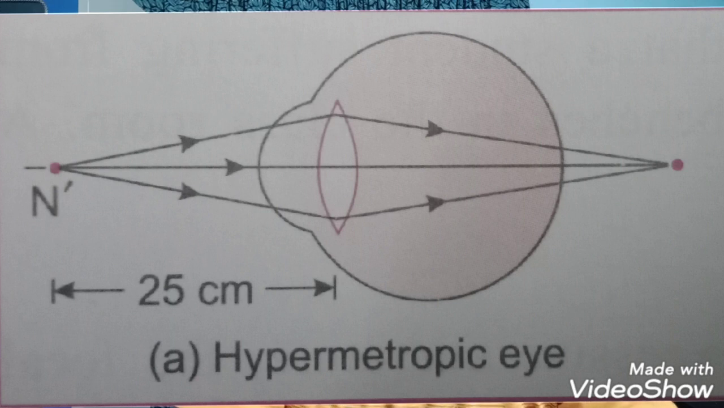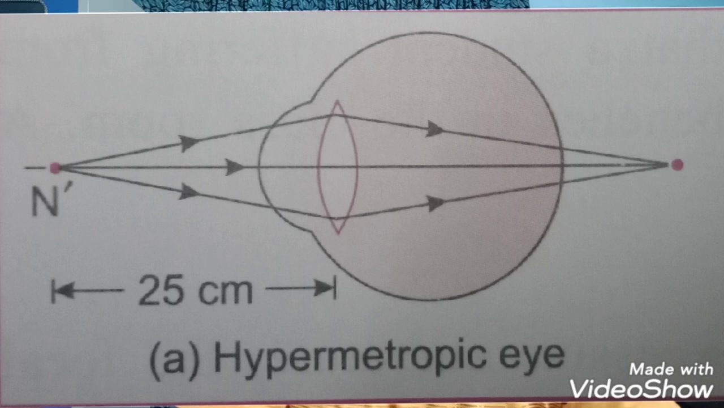Now, the defect may arise. What could be the reason for that? The defect may arise because of an increase in the focal length of the eye lens. This is due to the inability of the ciliary muscles to contract. Therefore, the focal length increases.